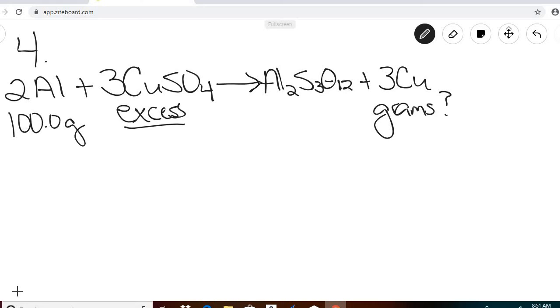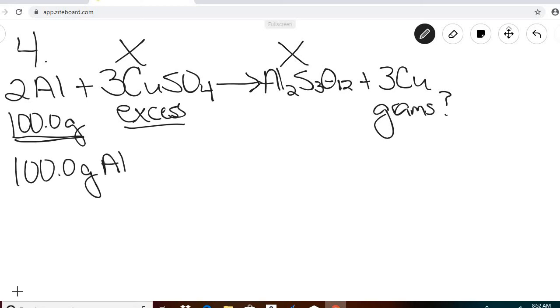Okay, so for this one, remember, you can only use stoichiometry. You can only use the ratios if you are in moles. So the first thing we have to do is this is the only value that we know. So that's all we have to work with. We're not asked anything about this or this. We can ignore those. We're just concerned about the aluminum and the copper. Okay, so the first thing we have to do is change those 100 grams of aluminum into moles. So 100.0 grams of aluminum.